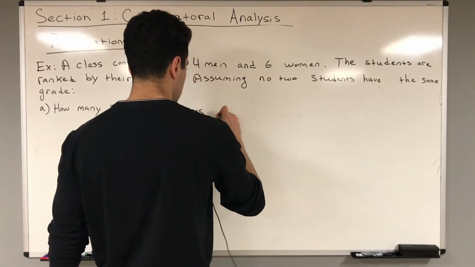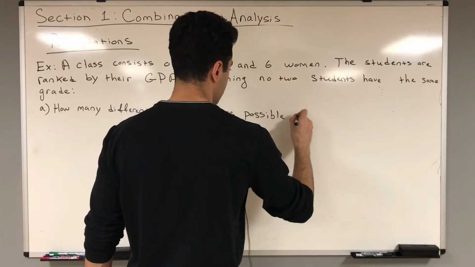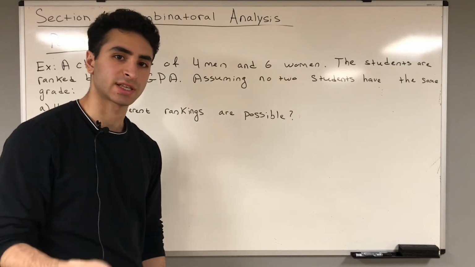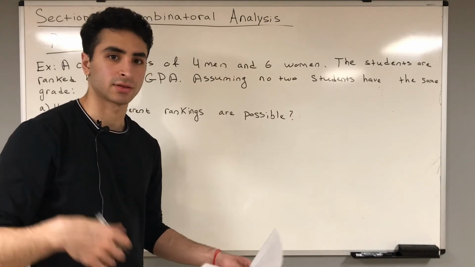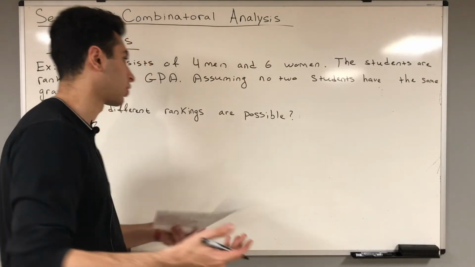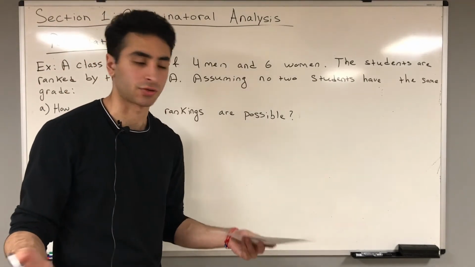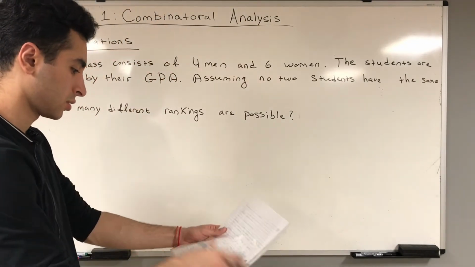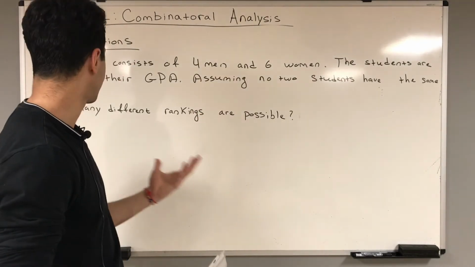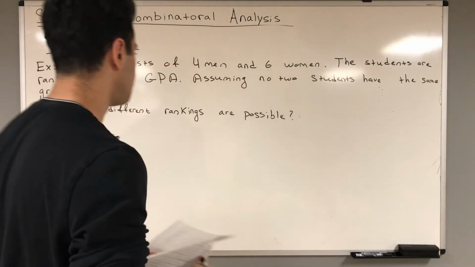So never forget what the goal is. Always try to find your experiments. Always try to find the outcomes for those experiments, and use the basic principle of counting or the general version of that. Of course the general version is the more important one, but if you have 2 experiments, it doesn't really matter. You can still use the general version of it. Okay, so we want to know how many different rankings are possible if the students are ranked by their GPA, and assuming that no 2 students can get the same grade, right?